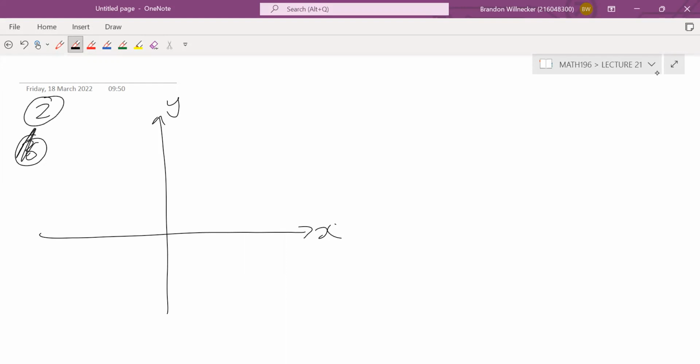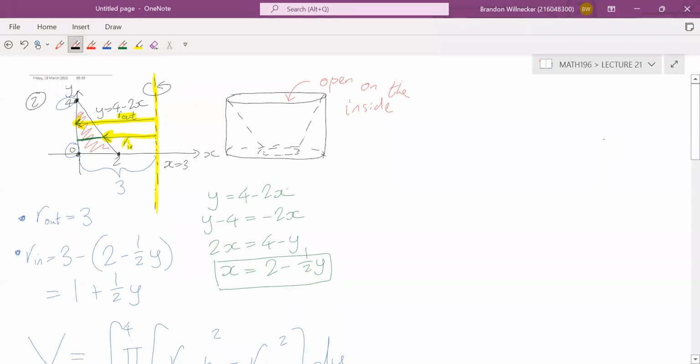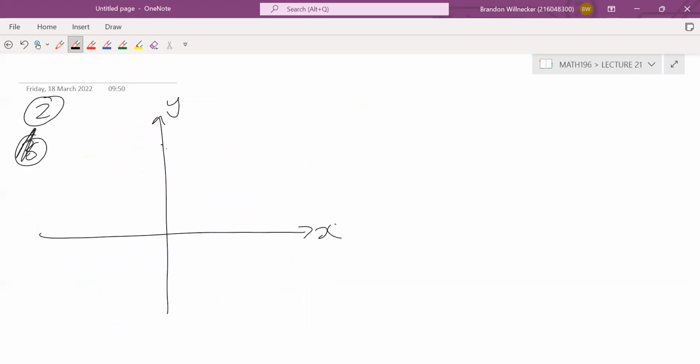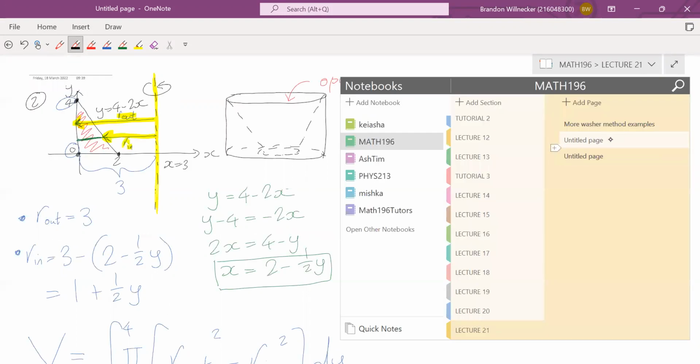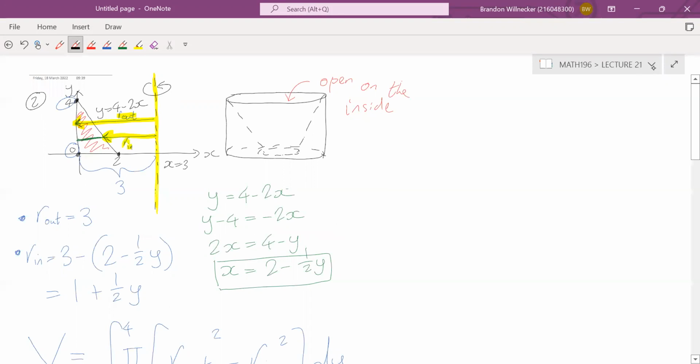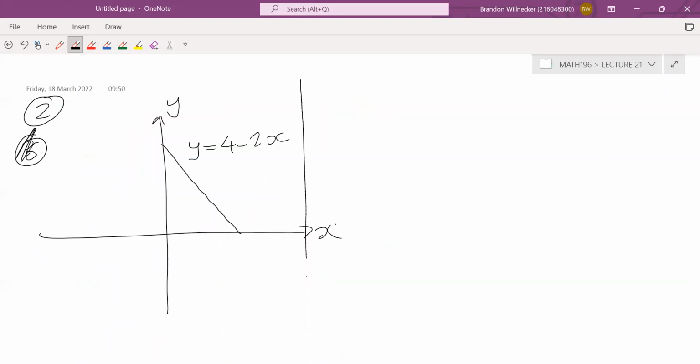Okay, so if we just go back here to see what it was. So we had this line y equals 4 minus 2x. So that looks something like that. Y equals 4 minus 2x. And we are rotating around the axis x equals 3. So that's somewhere there. Okay, we're rotating around there. So that's our axis. There's our curve. There's the area of the region, if you want that.